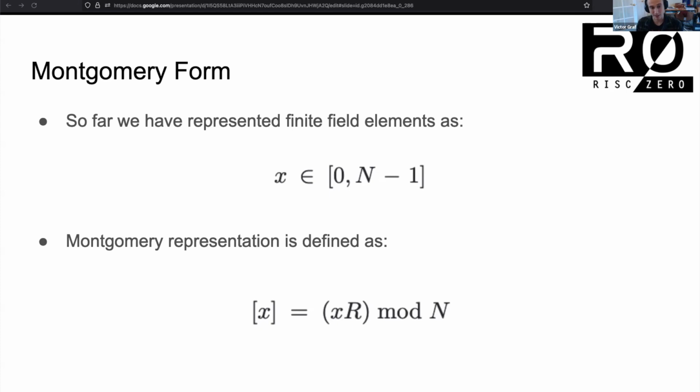However, it is stored with this R value kind of mixed in, you might say. And we'll show why we do this later. Because mixing in this R value allows us to do, like I said before, a faster combined multiplication and reduction.